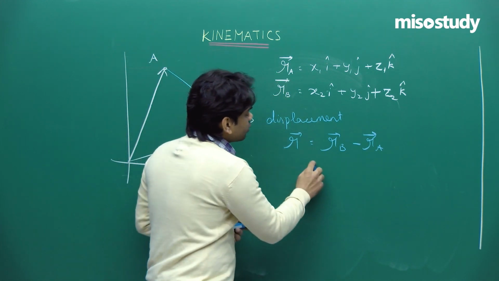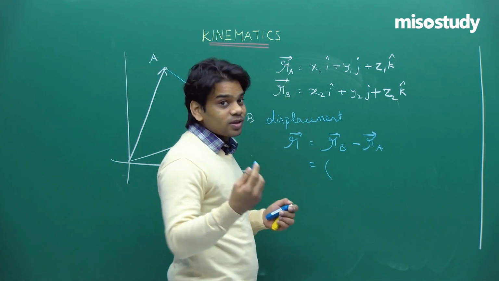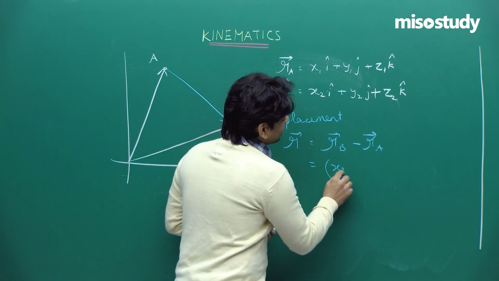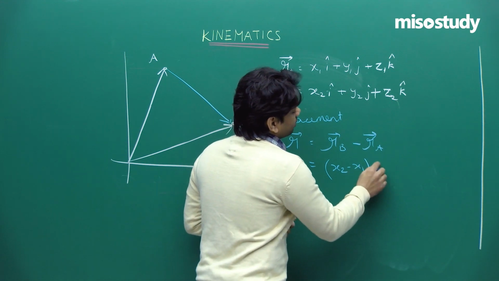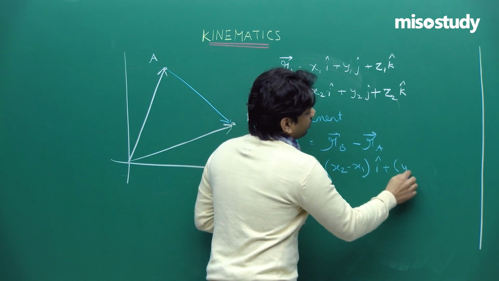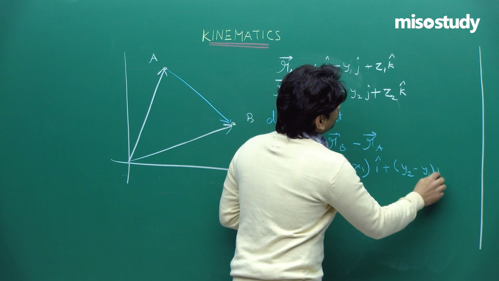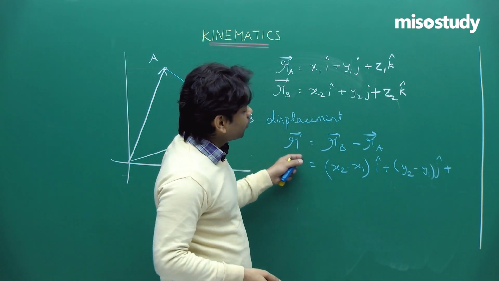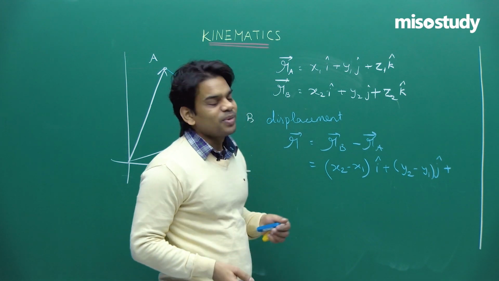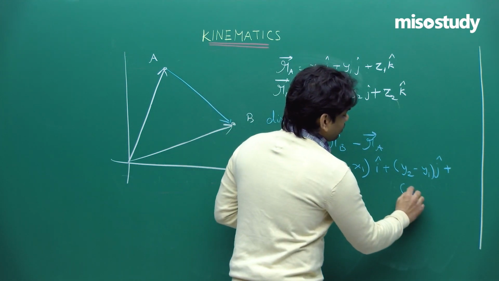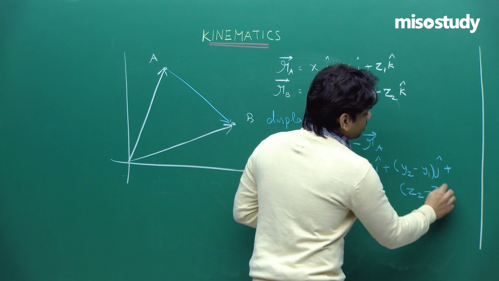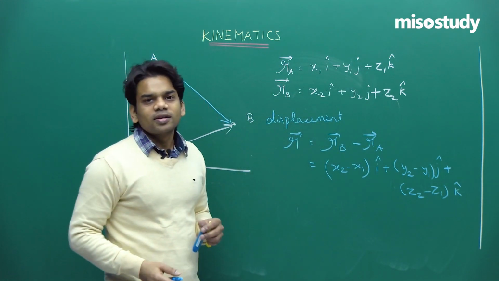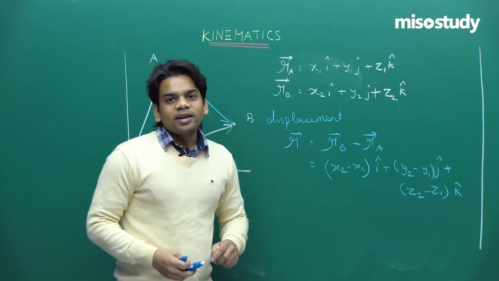Now this will come out to be, as I told you while teaching subtraction of vectors, x2 minus x1 i cap. And if you have practiced problems on vectors, you must know why we find the displacement as RB vector minus RA vector. You can check that, it's very easy to get. Plus y2 minus y1 j cap plus z2 minus z1 k cap. So in terms of position vector, we got this final displacement.